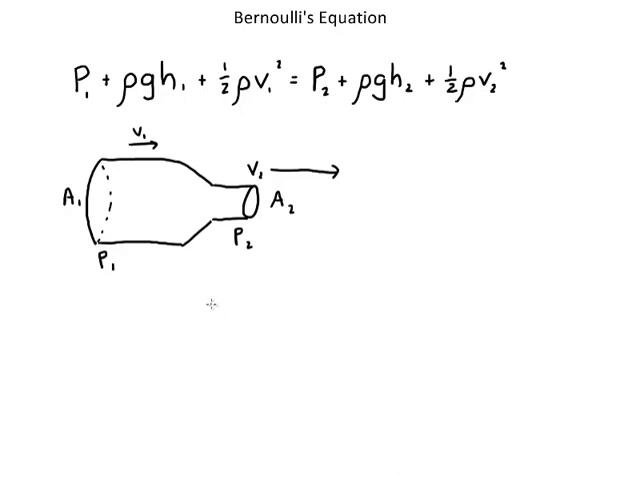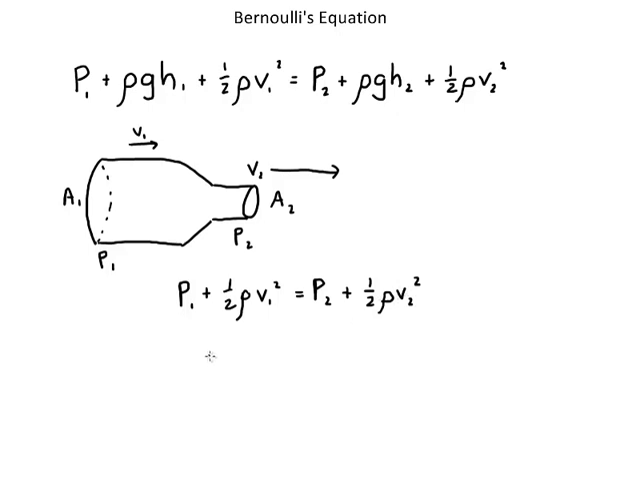Using Bernoulli's equation, first of all, if this pipe is laid horizontally, then there is no height change, and we can ignore the terms that involve height, and we would just have this, which is saying that the pressure difference is mostly due to the kinetic energy difference. It is due to the kinetic energy difference in this case.